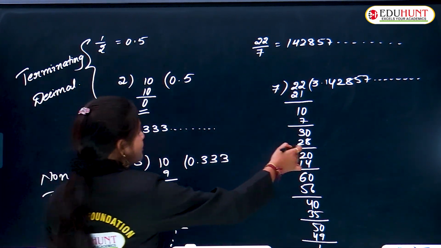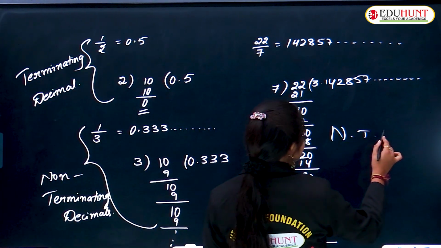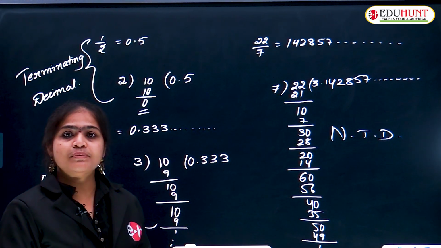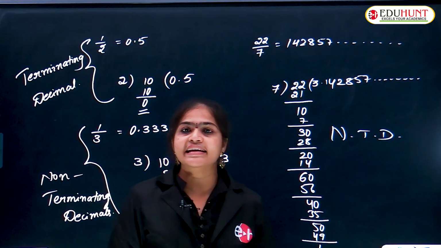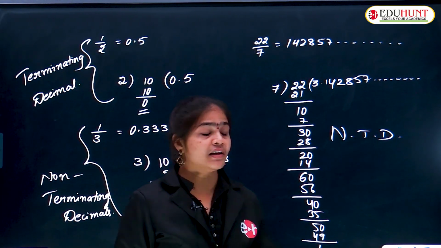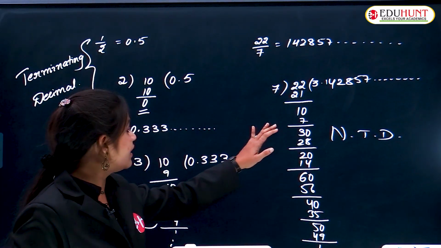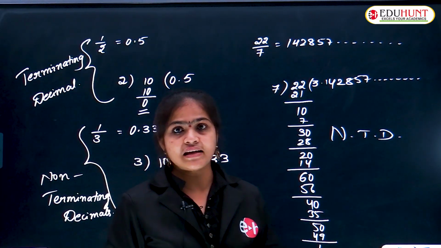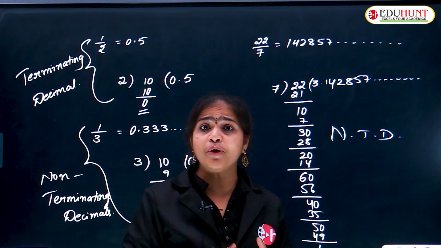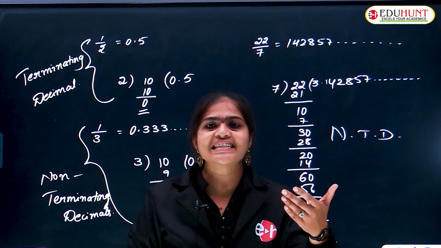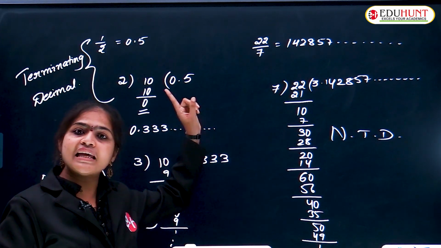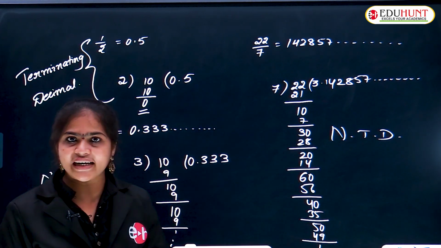And this one also is a non-terminating decimal. Am I clear to you? Non-terminating decimal means there is no ending point in that decimal part. Then we will call those decimals non-terminating decimals. And terminating means exactly it has some ending point. Some ending point is there means somewhere we will get 0 as the remainder. Understood? So this is about terminating decimals and non-terminating decimals.